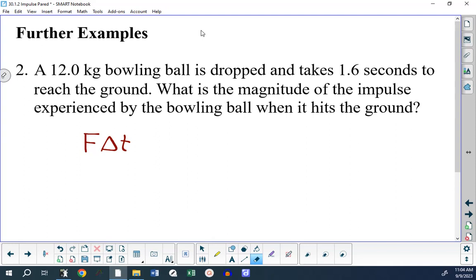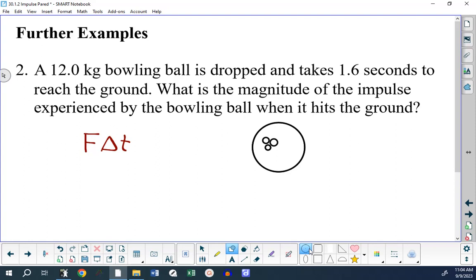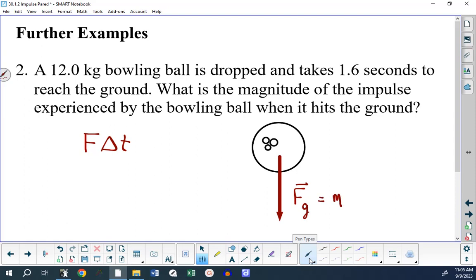And as the bowling ball is falling, this is the bowling ball, there are the finger holes. As the bowling ball is falling, there is only one force acting on it, and that's the force due to gravity, which can be found by taking m times g, 9.81 newtons per kilogram downward, or meters per second squared downward. Bottom line is the magnitude of the force. This is impulse. This is change in momentum.